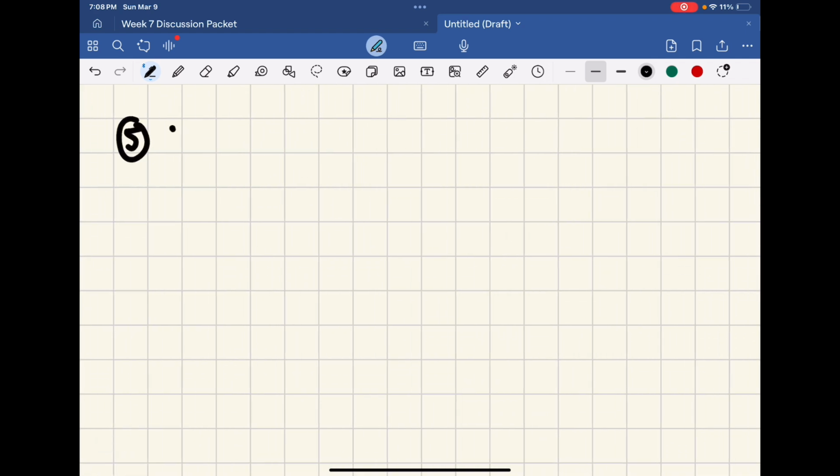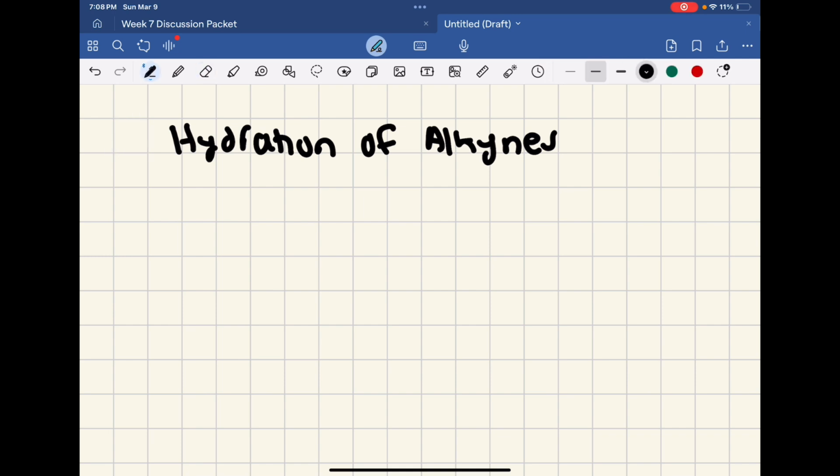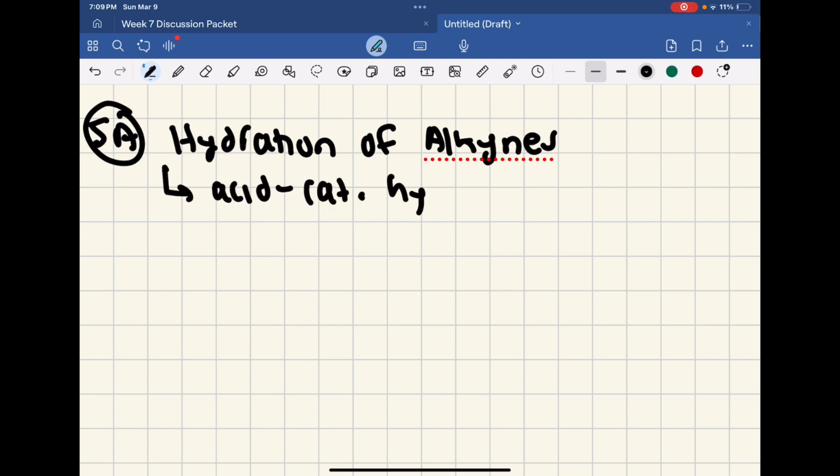I'm going to call this hydration of alkynes. Maybe I'll call this 5A actually. This would be the oxymercuration, demercuration version, I guess you could say. Anyway, so this is the acid-catalyzed hydration. And some mechanistic points here. We're going to form a functional group called an enol.